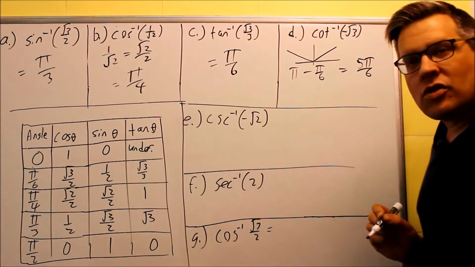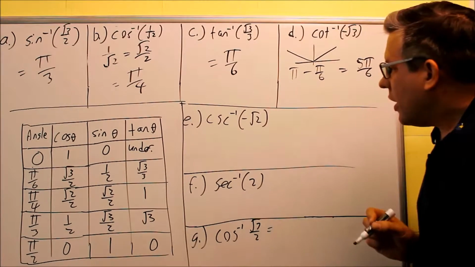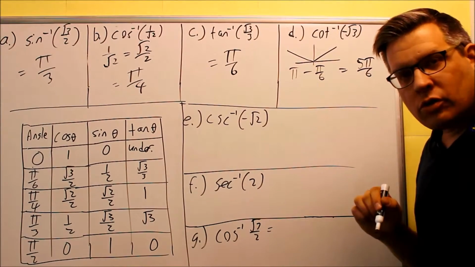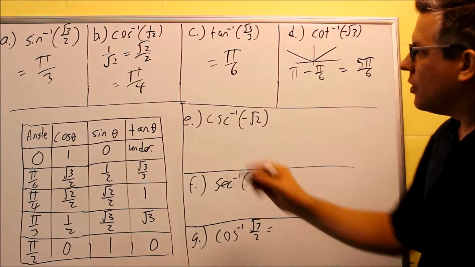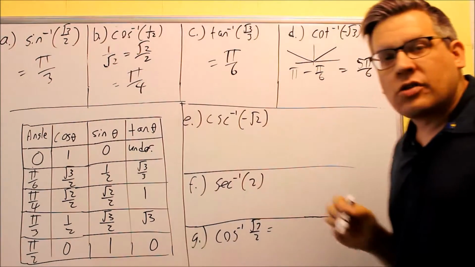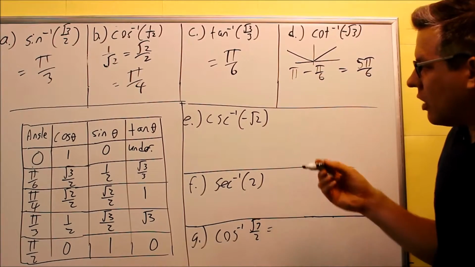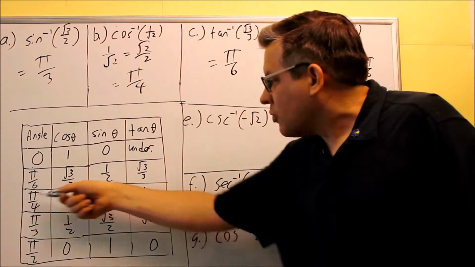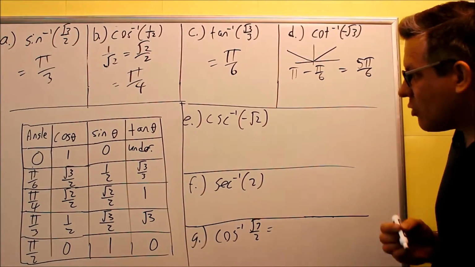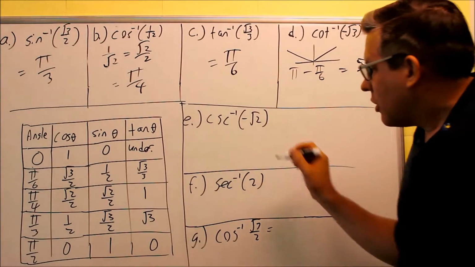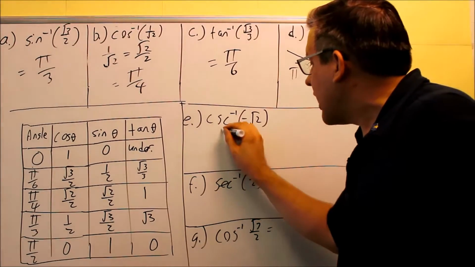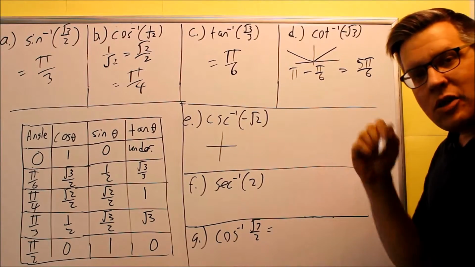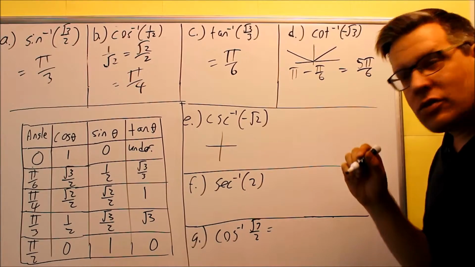Let's take a look at this one. Inverse cosecant negative root 2. So you want to look at the reciprocal of that, 1 over root 2. 1 over root 2, we saw earlier that if you rationalize it, it's square root of 2 over 2. So I'm going to look at the sine column, square root of 2 over 2. Now it gives me pi over 4 as the reference angle. But we want to look for the places where the sign is negative. And remember the range for inverse cosecant is between negative pi over 2 and pi over 2.